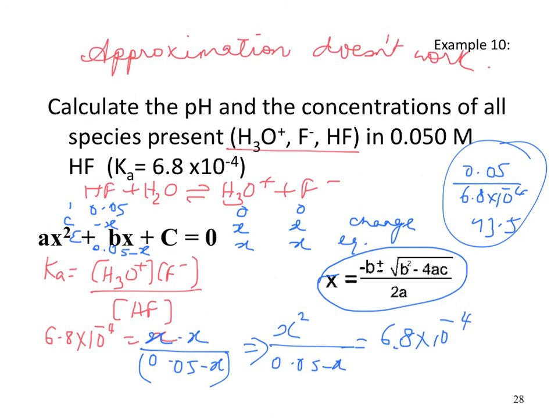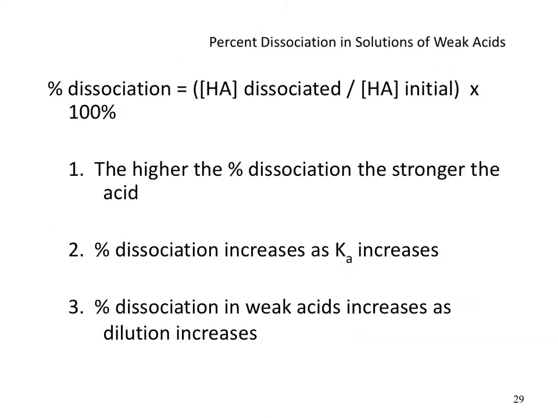Okay, let's talk about the percentage dissociation, which is basically the amount of acid dissociated divided by the initial concentration times 100.